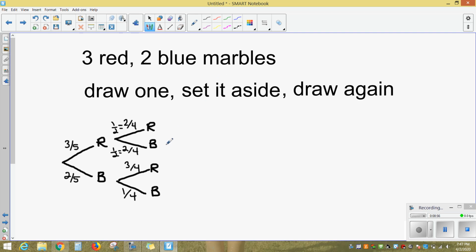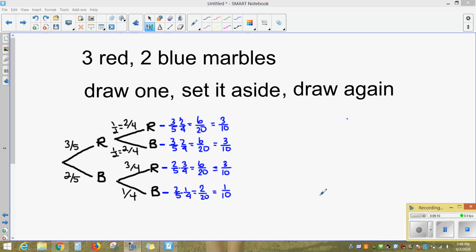So next, go ahead and find the probability of getting to the end of each of these paths by multiplying the probabilities of the branches. When you turn it back on, the answers will be here. So pause now. We multiply 3/5 times 2/4 to get 6/20. Reduces to be 3/10. I reduced them because they all reduced.